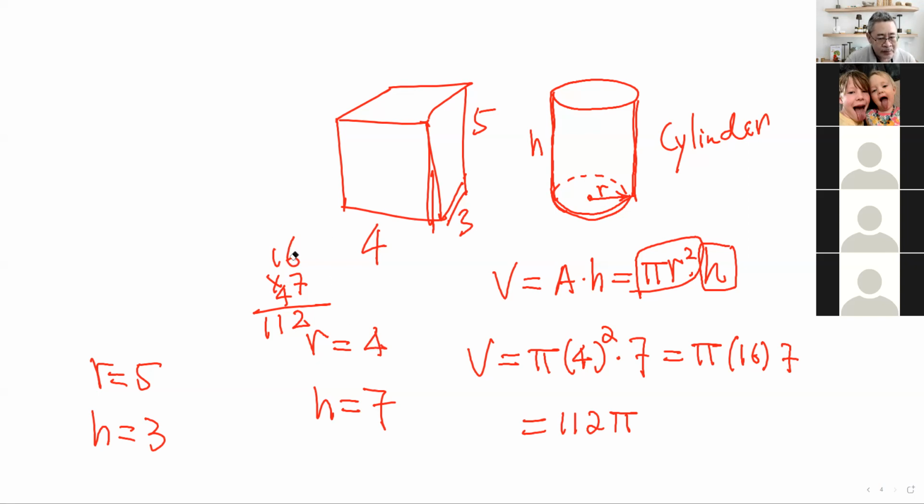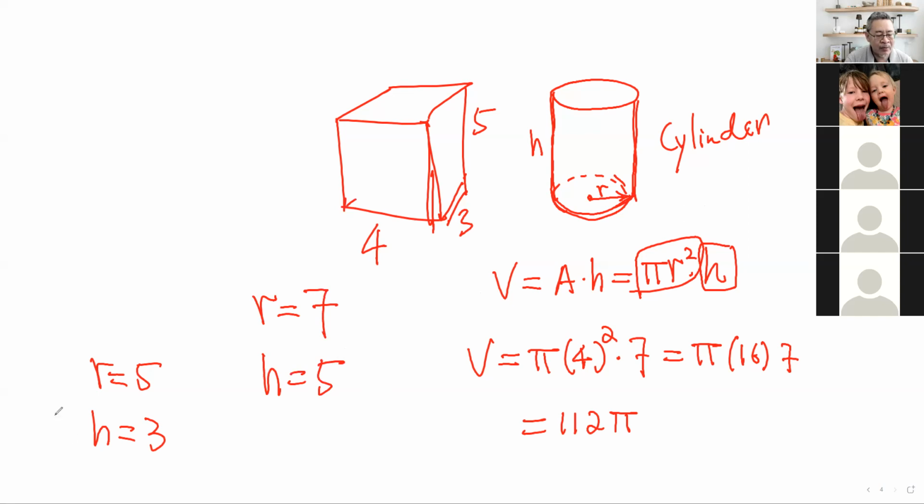Very good. So our volume is the base area times height. It doesn't matter if it's a cylinder or a prism, it's always base area times height. The base could be a square, a rectangle, or even a parallelogram, but it's always base area times height. I'm going to give you another one. If r is 7 and our height is 5, what will be the volume here?